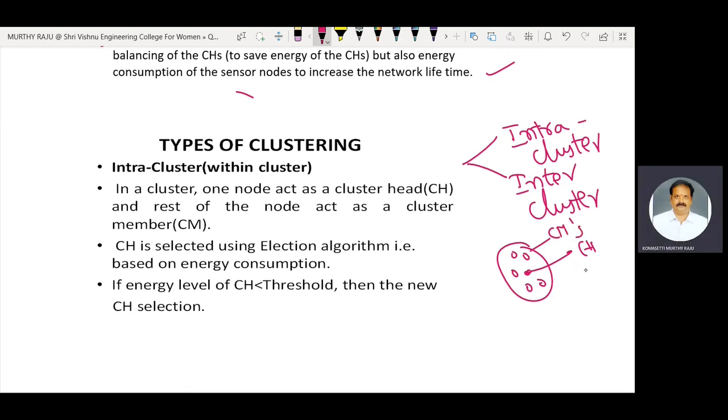The CH is elected using an election algorithm, like in our normal election, based on the energy level. This cluster head is powerful and has more energy to process the data, send the data, and receive the data from the cluster members. Therefore, that node is automatically elected as cluster head. If the energy level of the cluster head is less than the threshold, then a new CH selection takes place. In that case, this cluster head is out and a new CH is selected.